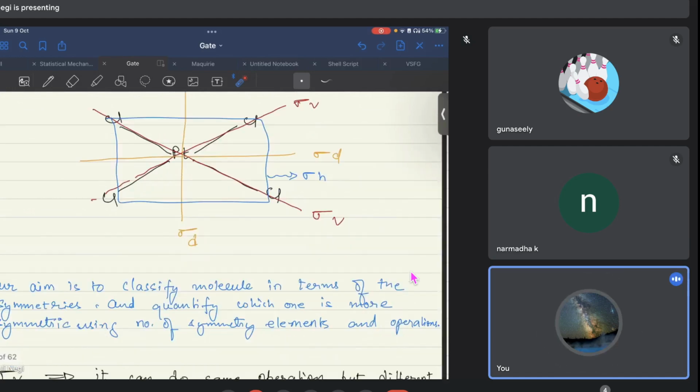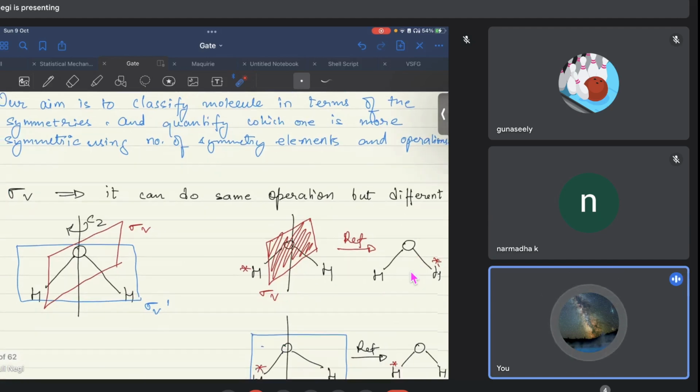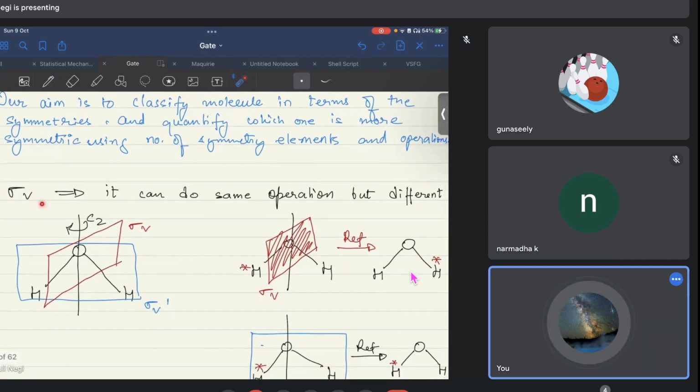But in a water molecule, if you take sigma v, in a water molecule it can do the same operation, but they are actually different. So why am I saying they are different? Because when you go towards a character table, you should know the difference between these two sigma v planes, and I can define them as one sigma v prime and another one simply sigma v.